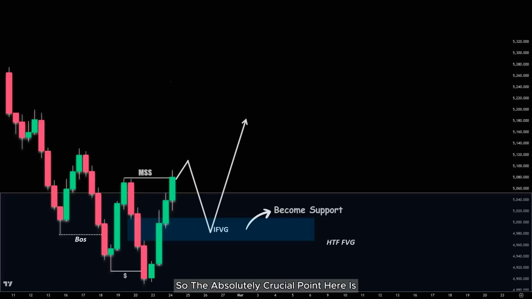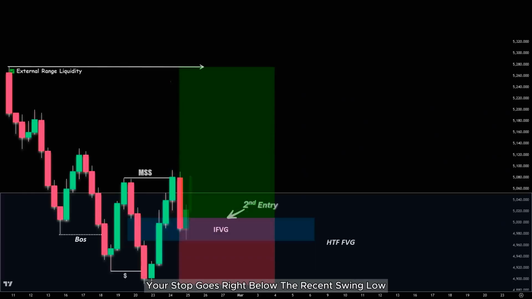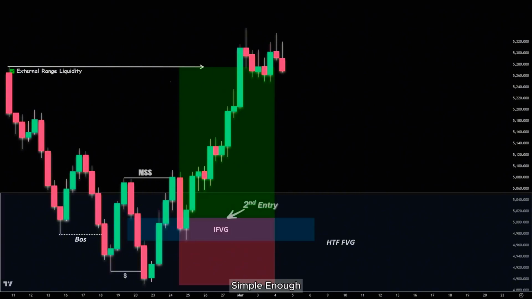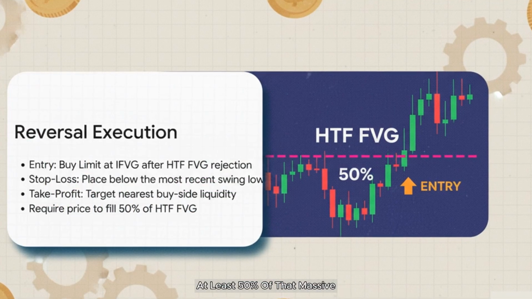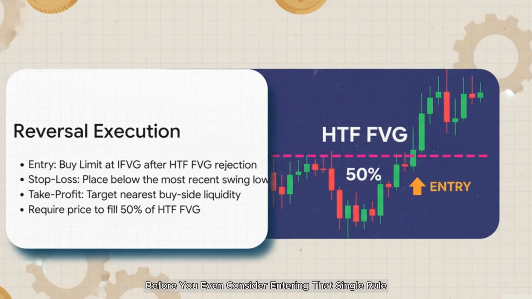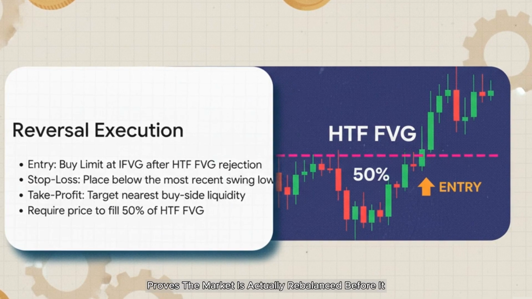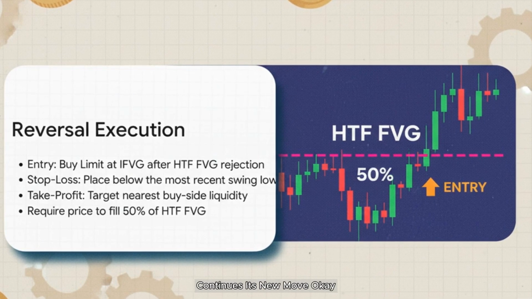So, the absolutely crucial point here is adhering to the strict entry logic. You place your buy limit at the newly formed 5-minute inversion FVG. Your stop goes right below the recent swing low. Simple enough. But if you want to drastically improve your win rate with this setup, we use a mandatory confluence rule. You require the price to have filled at least 50% of that massive higher time frame fair value gap before you even consider entering. That single rule proves the market is actually rebalanced before it continues its new move.